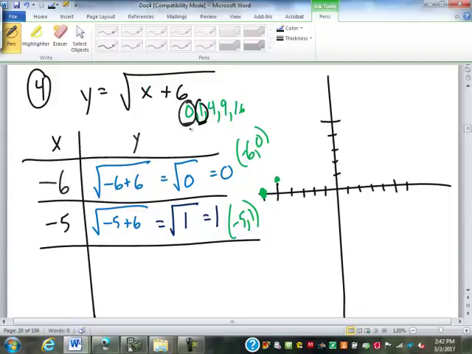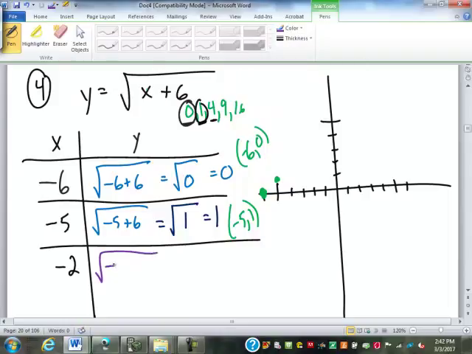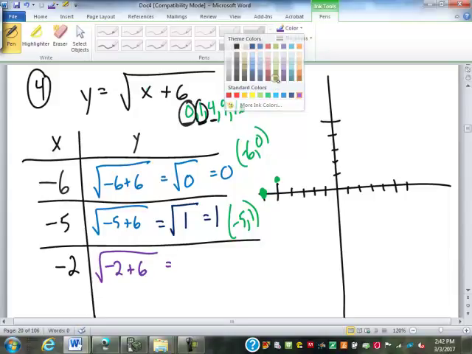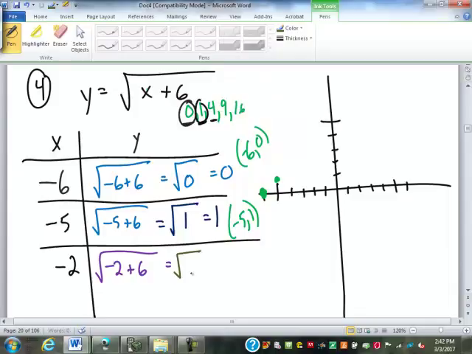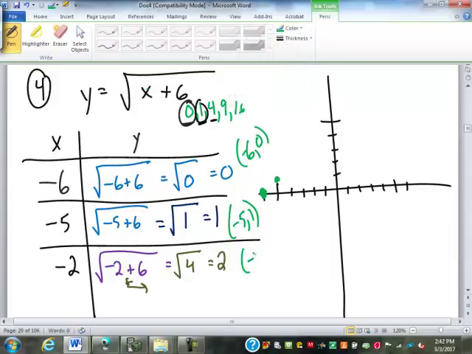Next one that gives us a nice even square root is if that is 4 under there. So what plus 6 would be 4? I think I gave you -2 for that one. So what is the square root of -2 plus 6? Well, first off, what is -2 plus 6? -2 plus 6 is 4. And what is the square root of 4? It's 2, right? So that gives us the ordered pair -2, 2. So at -2, +2 is like that.